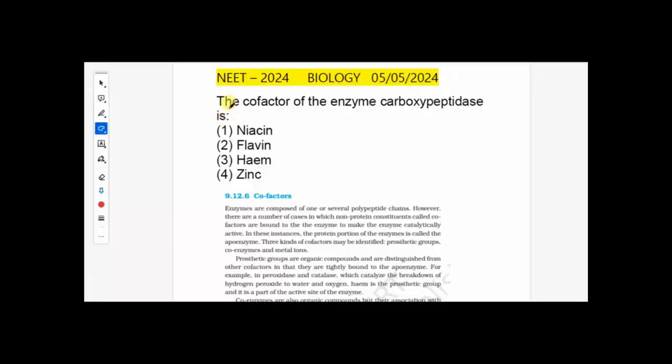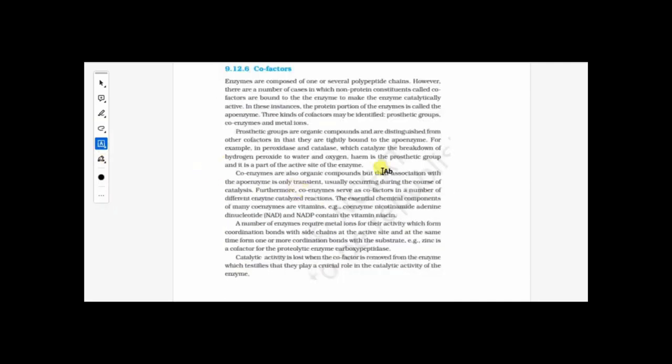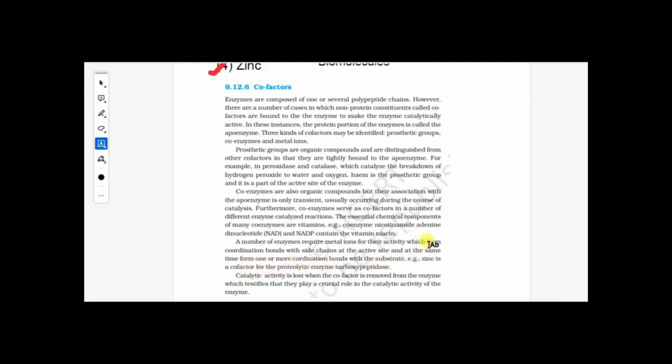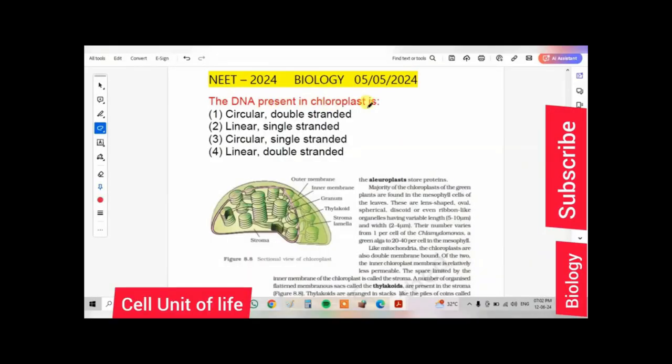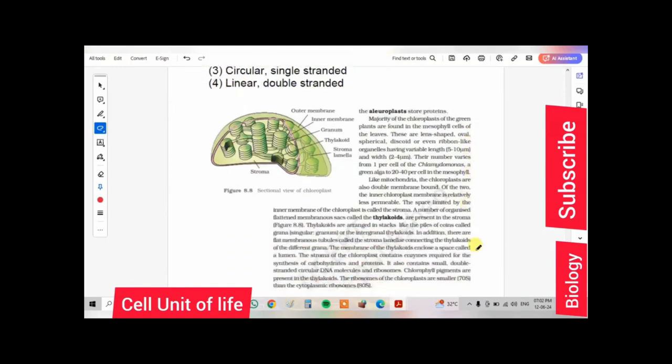Biology NEET 2024. The cofactor of the enzyme carboxypeptidase is option 4, zinc, and this is from the chapter known as biomolecules. You can see the NCERT line here. This is a direct question from the NCERT line. The DNA present in chloroplast is, the answer is option 1, circular double stranded. You can see the NCERT topic and the underlined lines here, from the chapter cell: the unit of life.